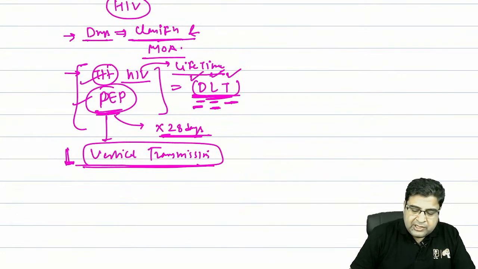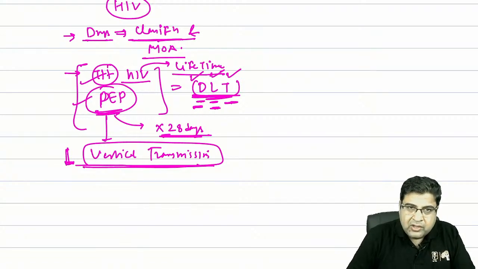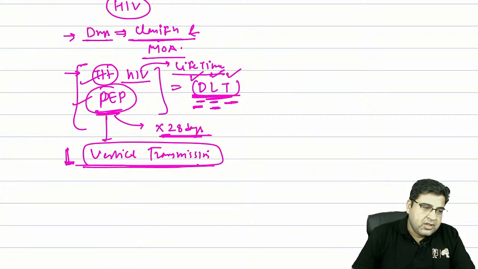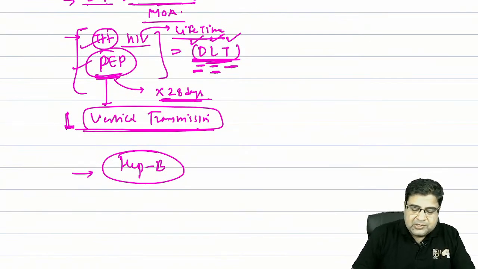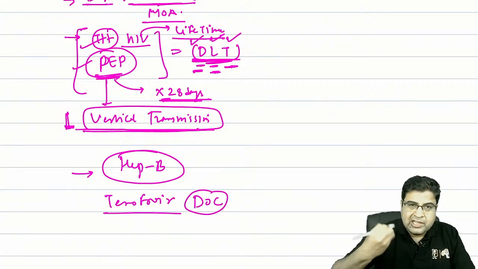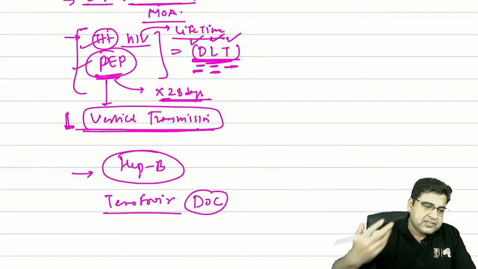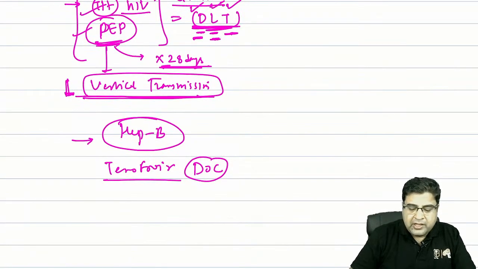Now, guys, after HIV, any other infection, any other virus you can think of that you can get with blood contact? With contact of blood, we can get hepatitis B also. You should know the drug of choice for hepatitis B is tenofovir. So tenofovir that we use for HIV, the first line drug for HIV, is also used for hepatitis B.